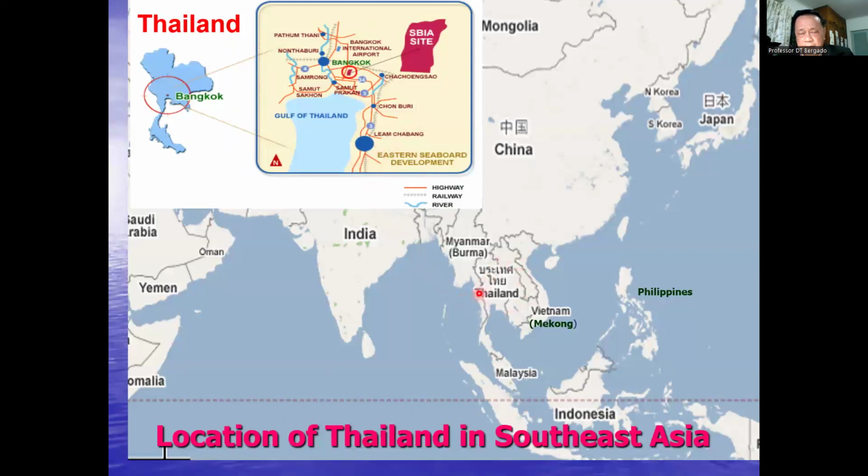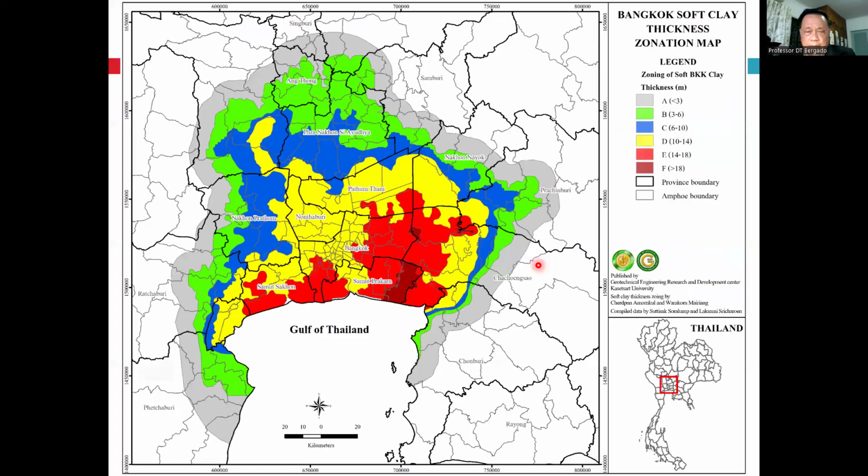Here is a map of Southeast Asia. In Southeast Asia, we have Myanmar, Vietnam, Malaysia, Philippines. And this is the thickness of the soft clays in the central plain of Thailand, which is around 200 by 400 kilometers. Bangkok is in the middle here, and Suvarnabhumi Airport is 30 kilometers southeast of Bangkok. You see the red color here, and the thickness is around 14 to 18 meters.